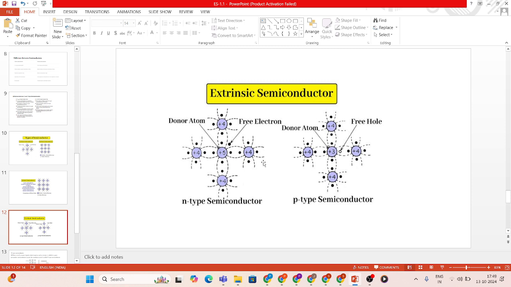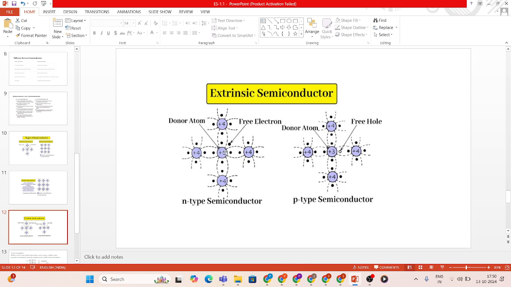In n-type extrinsic semiconductor, you can see a small amount of pentavalent impurity is added to a pure semiconductor. The result is an n-type extrinsic semiconductor. The added impurity has 5 valence electrons. In this figure you can see arsenic atom is added to the germanium atom.